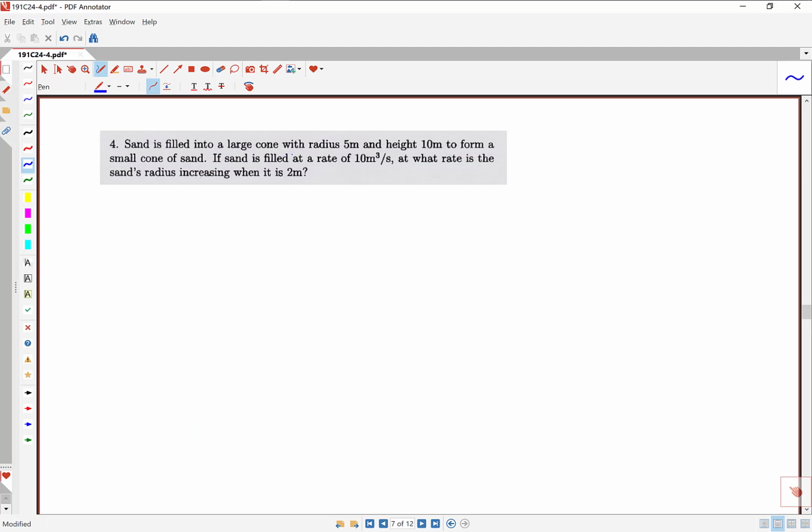Sand is filled into a large cone with radius 5 meters and height 10 meters to form a small cone of sand. Okay, let's see what this looks like. So first you might be thinking, is our cone more positioned like this, or is it more positioned like that? Let's imagine that the sand is being filled in from the top. Okay, so if you were in this situation on the right and sand were dropping in here, then at any point in time you would have a small cone of sand that's actually been filled in. Where if you were in the situation on the left, sand would be filling in here. It'd be filling this bottom region.